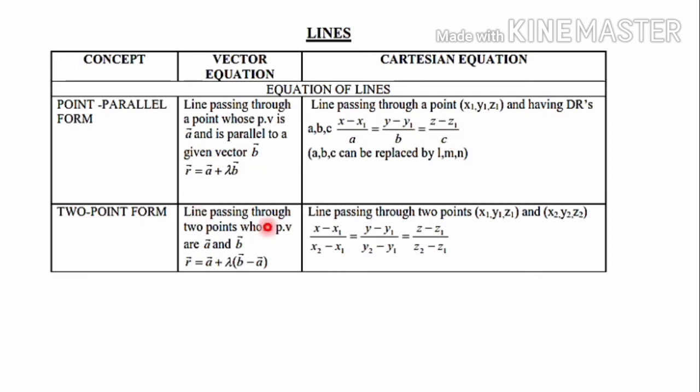Two-point form, that is, a line passing through two points whose position vectors are vector a and vector b: vector r is equal to vector a plus lambda into (vector b minus vector a). The Cartesian form of the equation is (x minus x1)/(x2 minus x1) = (y minus y1)/(y2 minus y1) = (z minus z1)/(z2 minus z1).